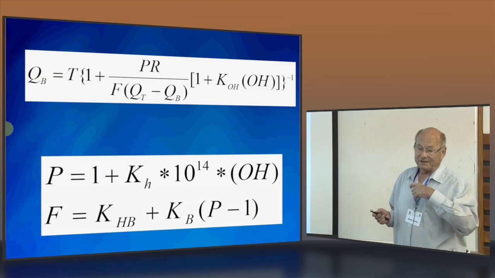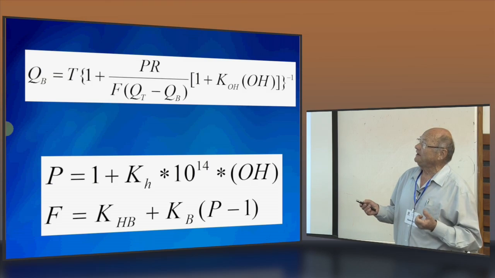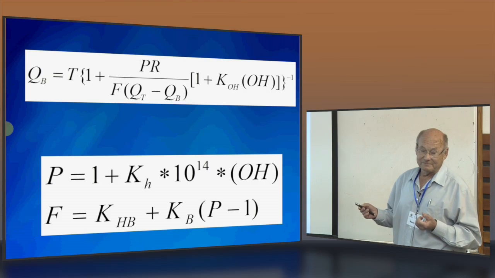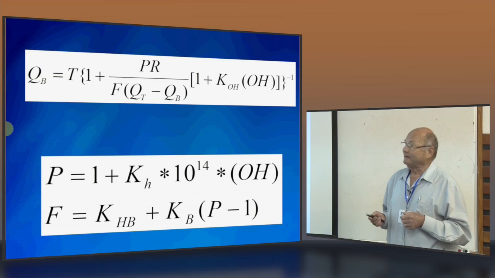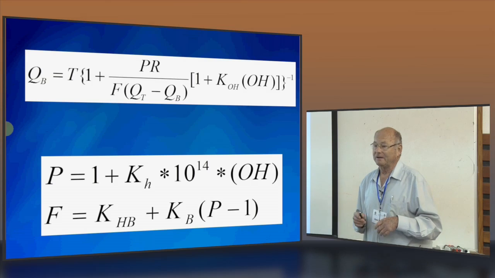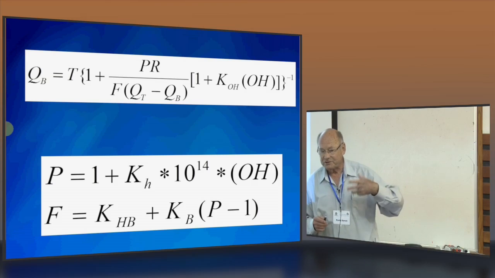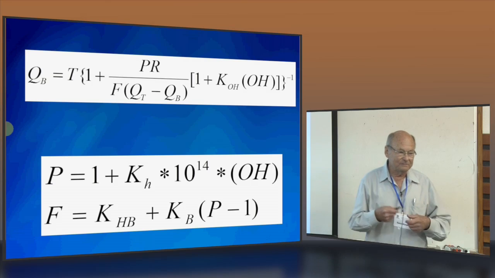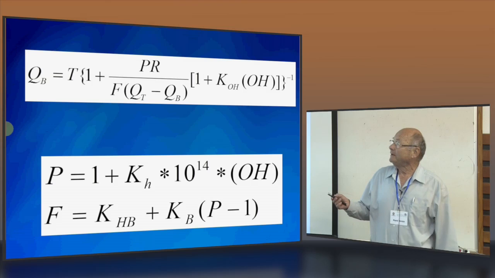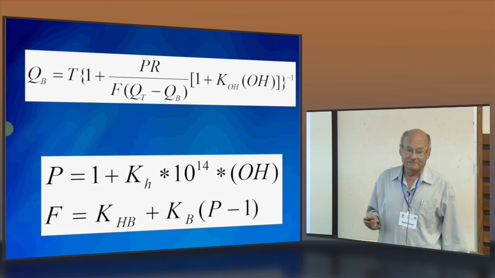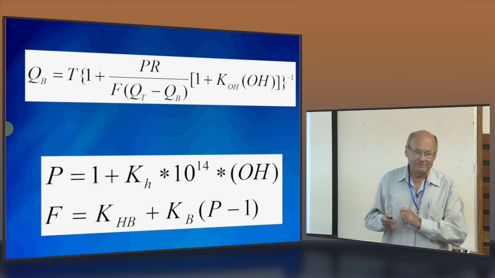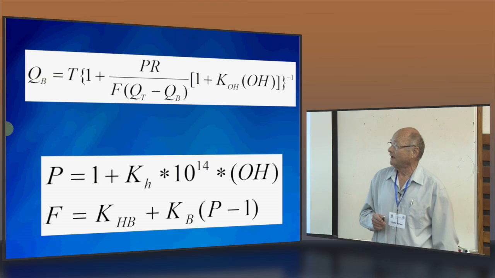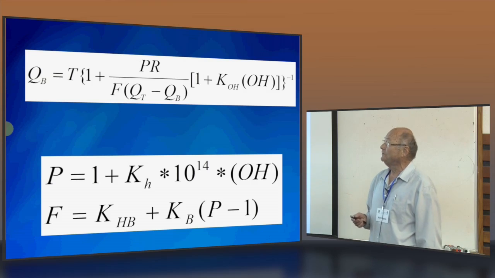There is a mathematical trick, because you can see that on both sides of the equation there is QB. There is a Newton-Raphson method, mathematically, that can be applied in order to calculate KB, because it's on both sides of the equation. But this is the Newton-Raphson equation.